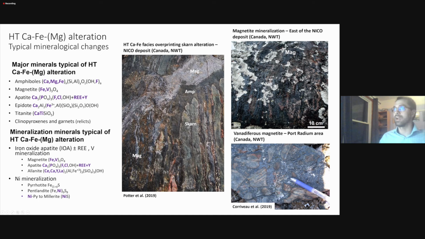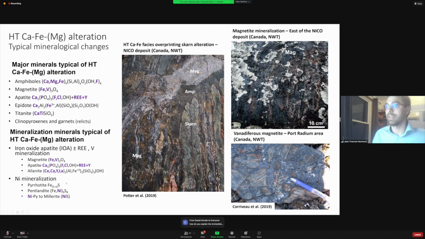Something else that is emerging now at this alteration facies is that we can have significant nickel mineralization at this stage. This is new. This is emerging from the Brazilian IOCG districts, and we are observing that now repeating itself more and more, the formation of nickel mineralization.